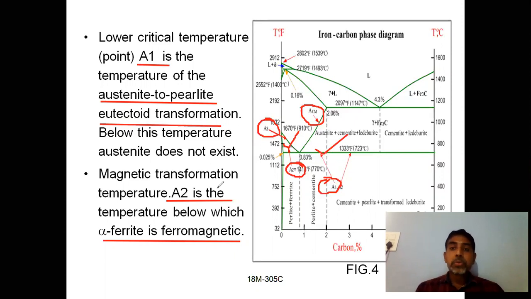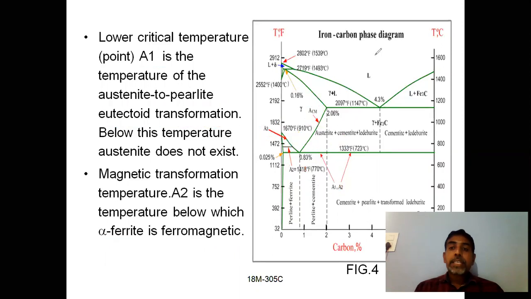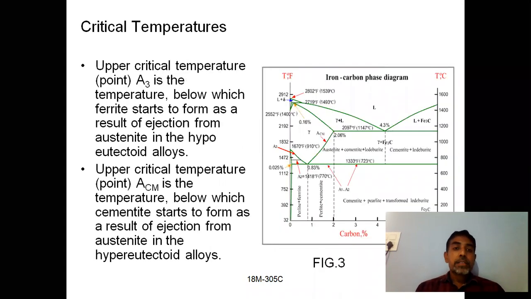Okay, coming to your A3 and ACM. Already we have discussed. What is happening at A3? Your ferrite is formed from austenite, and at ACM, your cementite is formed from austenite. ACM is for hypereutectoid alloys and A3 is for hypoeutectoid alloys. So those things you should remember.